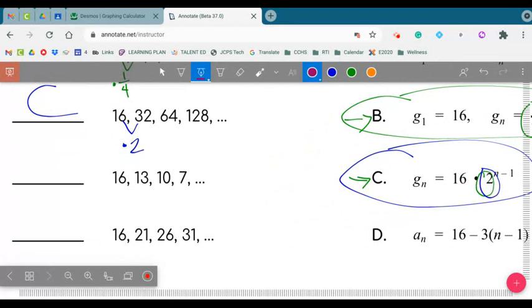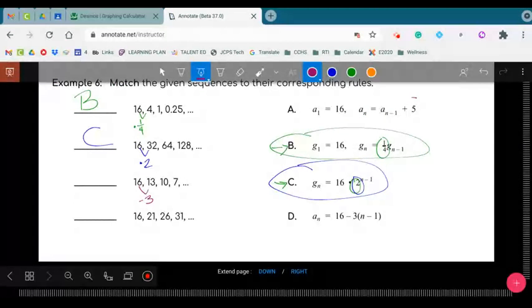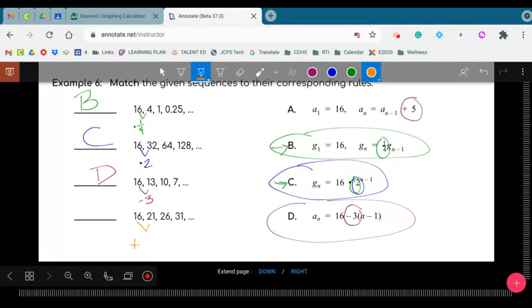Next one, you're going from 16 to 13 to 10 to 7. You're subtracting 3. So it's arithmetic. So our two arithmetic, we have +5, and then this is -3. That's an explicit rule, which we're going to go over next week. So this one has to be D. And then the last one, I'm going up each time, and it looks like I'm adding 5 each time, which would correspond with A. Okay, let me know if you guys have any questions on this.